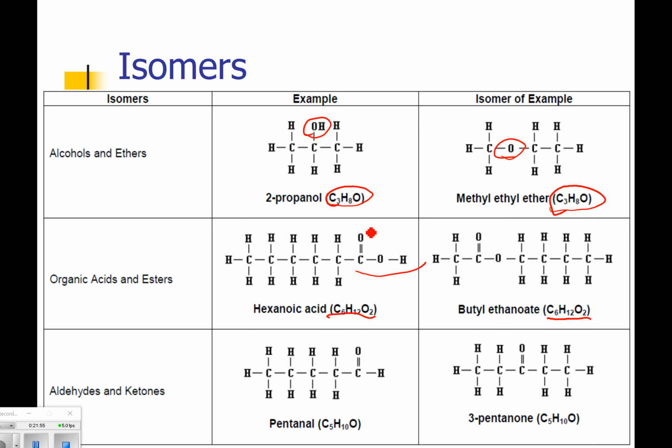Depending on where we put this carboxyl group, it's going to help us determine whether it's an ester or an organic acid. Same thing with the aldehydes and ketones. Aldehydes are going to have that double bonded oxygen on the end. Ketones will have that double bonded oxygen in the middle. But same formula, just a different arrangement around the molecule.